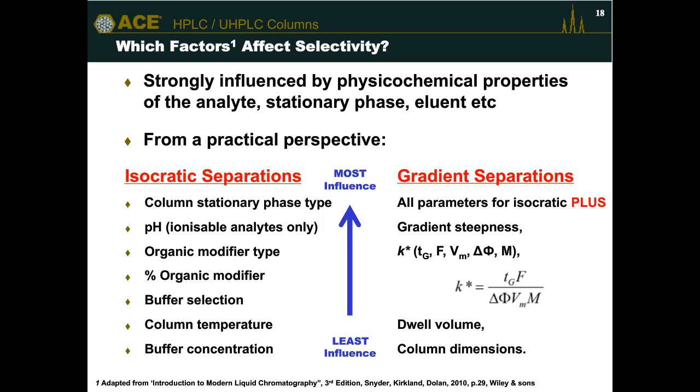If you're running a gradient method, you have to think about the actual gradient slope as well. So this k-star equation is really important. It includes the gradient time, the flow rate, the range of the gradient. So am I going 5 to 95, or am I going 10 to 80, for example? And the column dimensions, so the volume of the column. We can assume for small molecules, m is a constant of around 5. Other things like the dwell volume and the column dimensions, therefore, have an impact on selectivity as well.